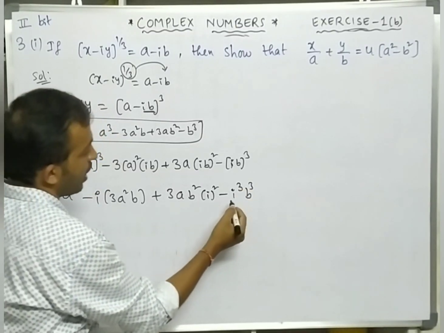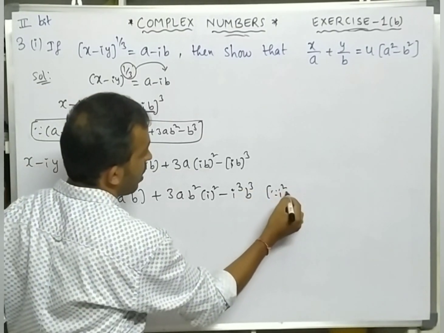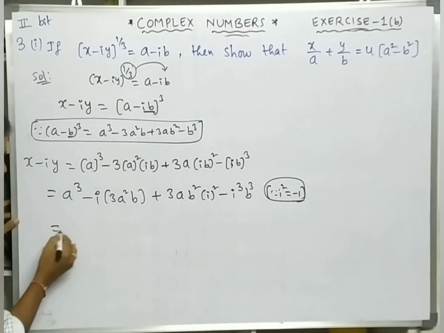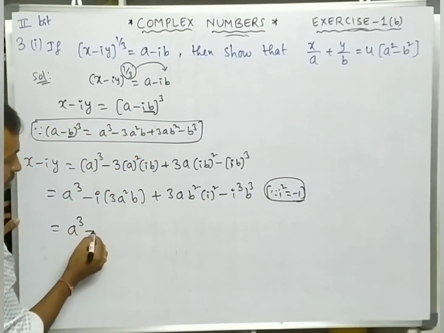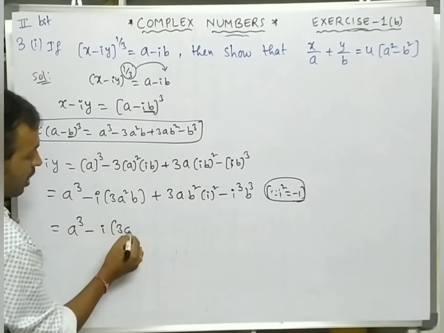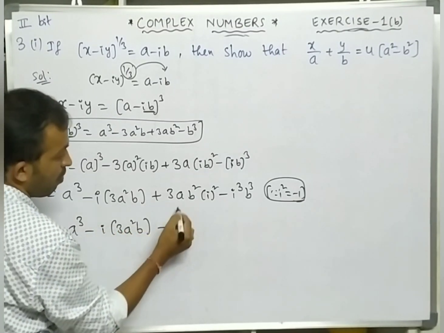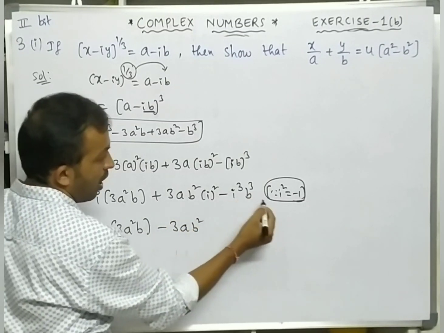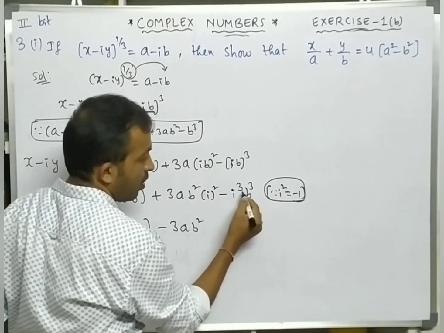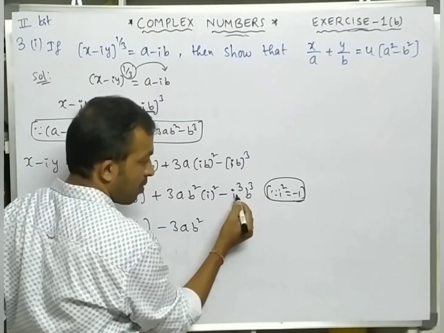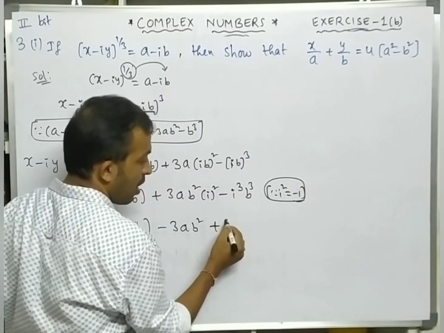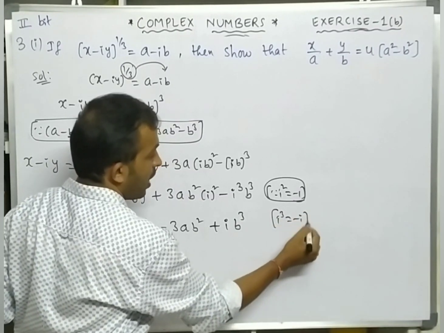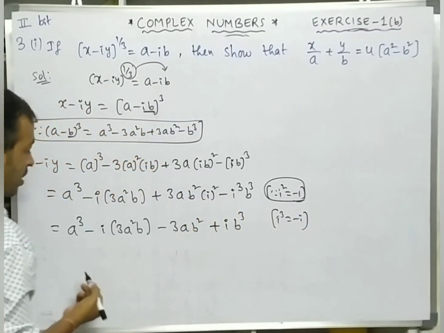So here, the value of i square is minus 1, right? Substitute here, then you will get a cube minus i into 3a square b. Here i square value is minus 1, minus 3ab square. i cube can be written as i square into i, and i square value is minus 1, so i cube is equal to minus i, and minus into minus gives plus ib cube.